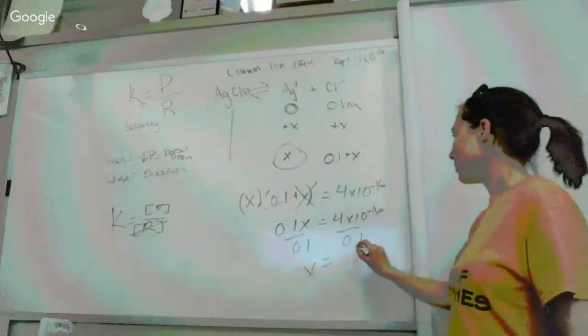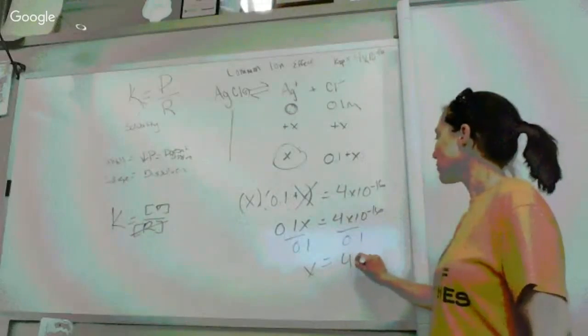So I'm going to move my decimal: 0.4. So it becomes 4 times 10 to the negative 17.